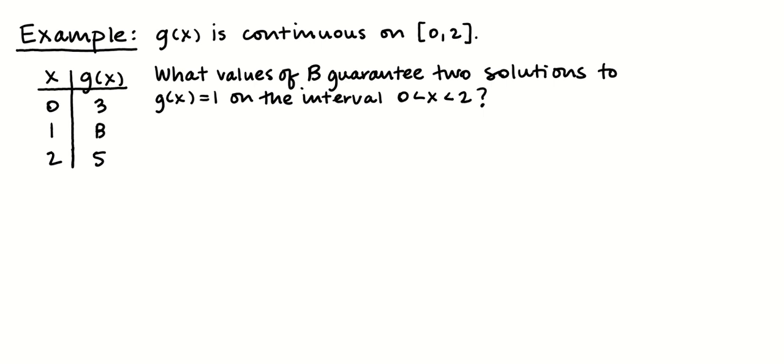Now I might give you a table of values for a function g of x and tell you it's continuous. Okay, that's important to this discussion, otherwise there's not going to be an answer. The question is, what values of b guarantee 2 solutions to g of x equals 1 on the interval 0 to 2? Let me give you a couple seconds to think about that, and then I'm just going to tell you the answer. And then I will draw you some pictures to try to convince you.